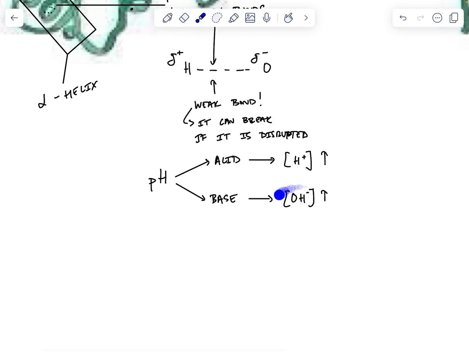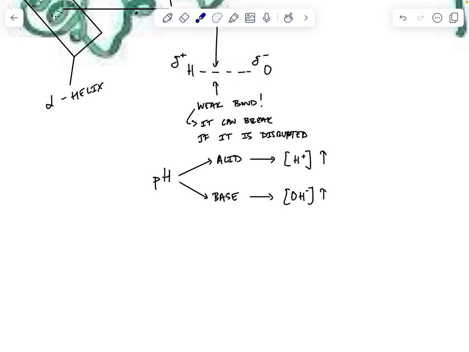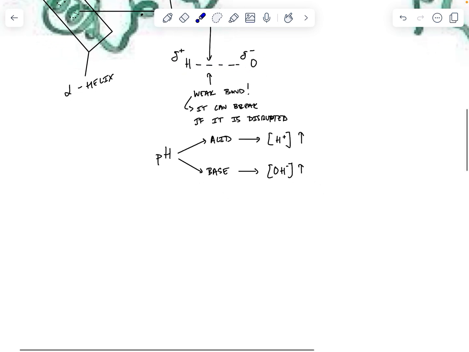More than normal. So the same thing happens, but in the opposite direction. If we have a bunch of free OH minus, it's going to diffuse through the solution. It's going to get in the way of this bond, but instead of bonding with the negative oxygen, it's going to bond with the positive hydrogen side, but it still can break this bond. Okay, so having a solution that's too acidic or too basic can break a hydrogen bond.